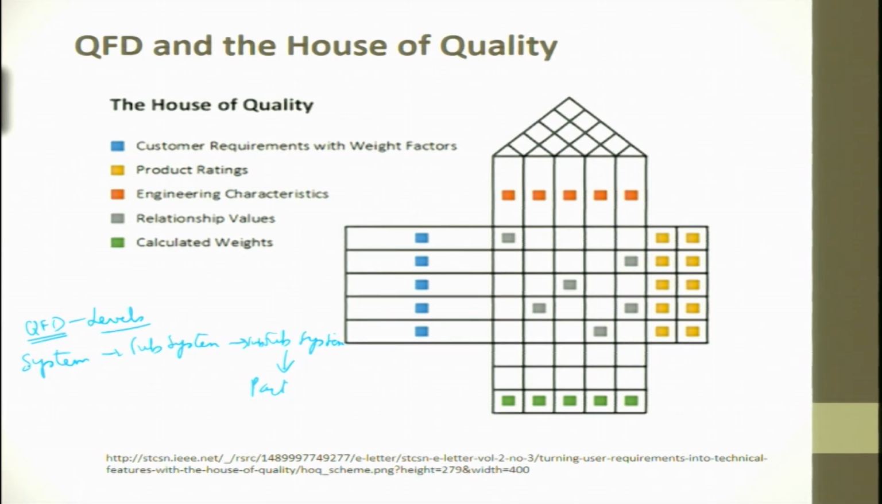So, when we see the house of quality, these are the customer requirements with weighting factor. I was talking to you about the weighting factor. These are customer requirements, you gave a weighting factor, so you got that. Then the next one is the product rating, this is how your product is rated, and then these are all the engineering characteristics.